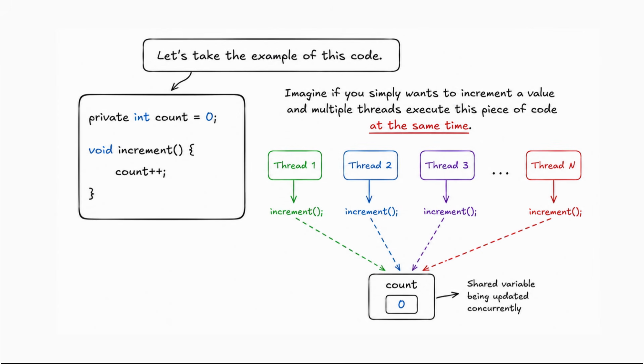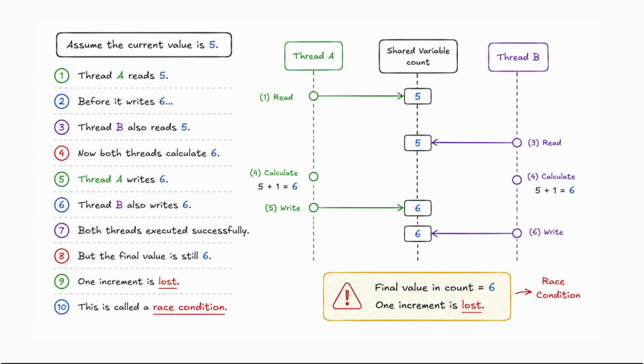Imagine you simply want to increment a value and multiple threads execute this piece of code at the same time, and assume the current value is 5. So thread A reads 5. Before it writes 6, thread B also reads 5. Now both threads calculate 6. Thread A writes 6. Thread B also writes 6. And both threads executed successfully. But the final value is still 6. One increment is lost.